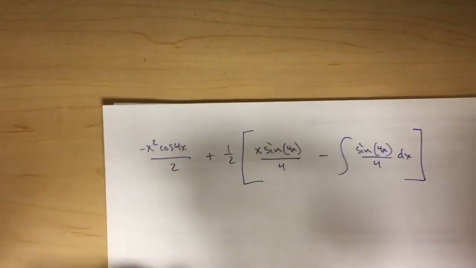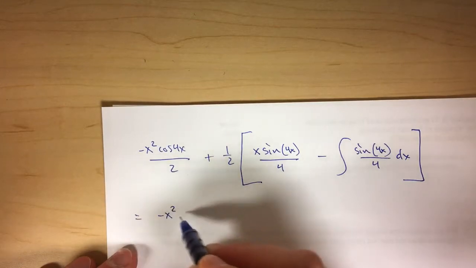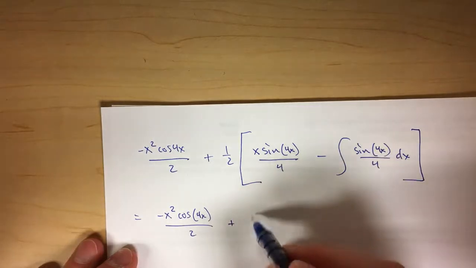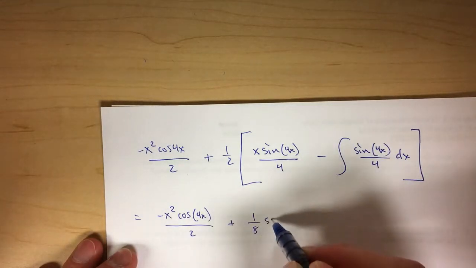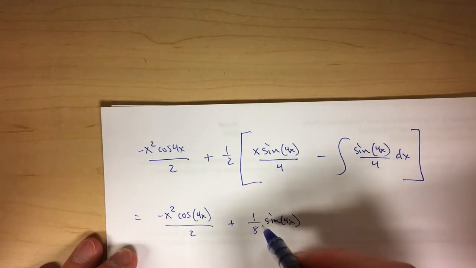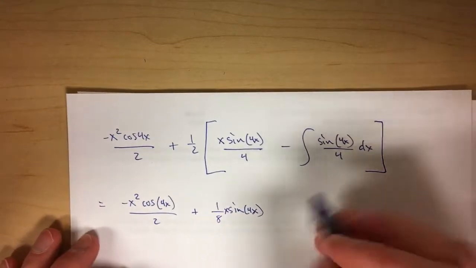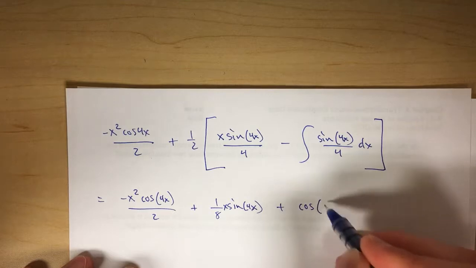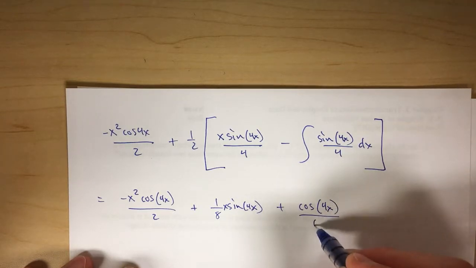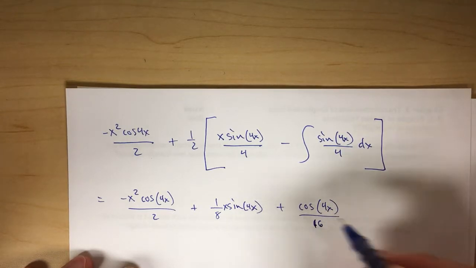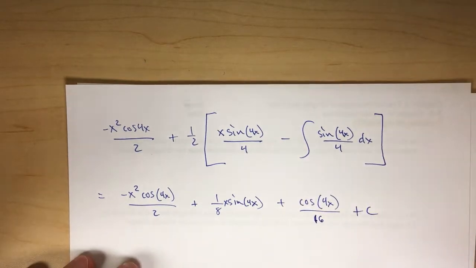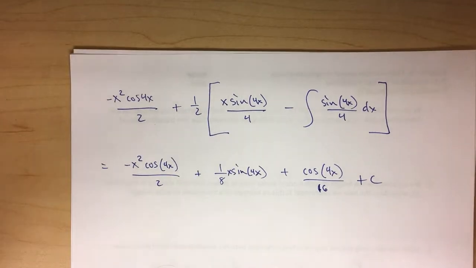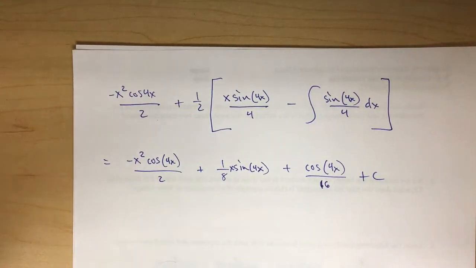Now I have something that I can finally integrate, so I should get negative x squared cosine of 4x divided by 4 plus 1/8 sine of 4x times x minus the antiderivative of this, which is a positive now cosine of 4x divided by 16 plus c. So I think that is finally my antiderivative. Good night, what a nightmare problem.